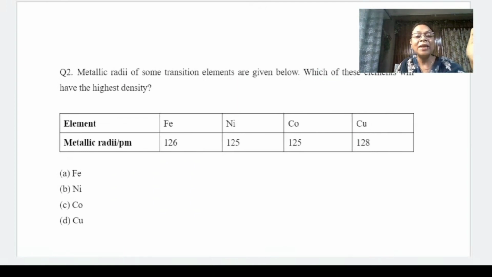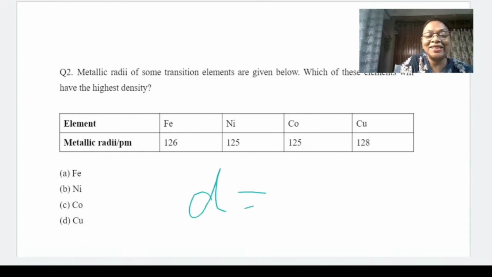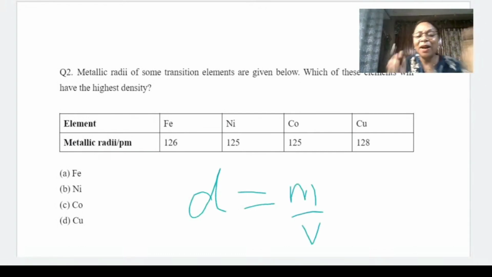Metallic radii of some transition elements are given below. Which of these elements will have the highest density? Oh, it's too simple. Density is mass by volume. Pick out the element which has the highest mass. That will have the highest density.